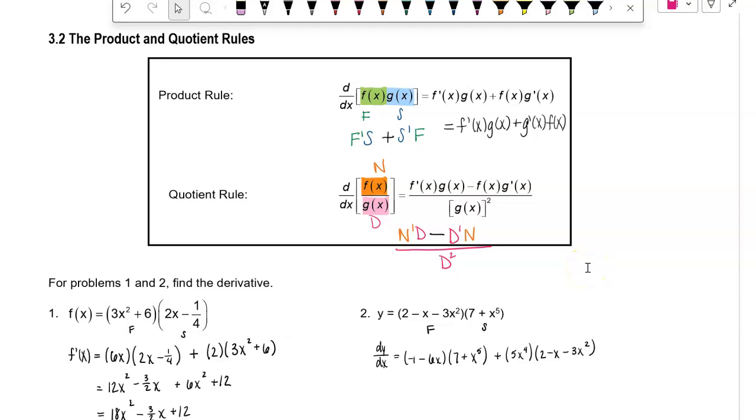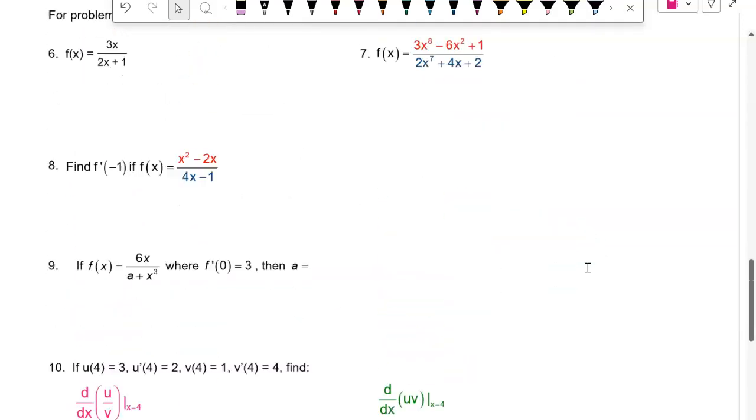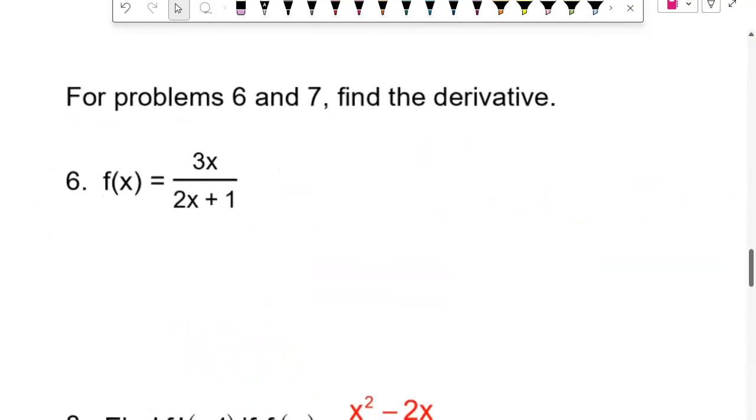The final part of this lesson is going to be the quotient rule. And with the quotient rule, as we talked about in the previous video, it's the numerator and denominator, so it's a fraction. So you're going to take the derivative of the numerator times the denominator minus the derivative of the denominator times the numerator, all divided by the denominator squared. So here we go. Number 6 right here.